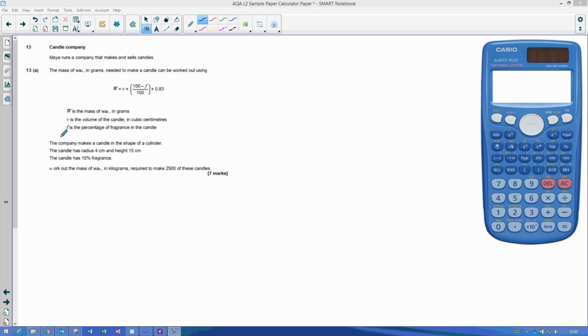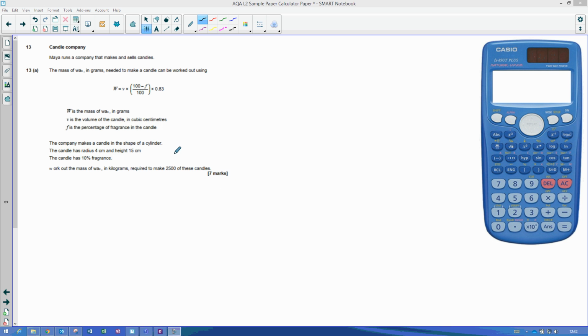What have I got to do? The company makes a candle in the shape of a cylinder. The candle has radius 4 centimeters and height 15. The candle has 10% fragrance. Work out the mass of wax in kilograms required to make 2,500 of these candles. And it's a 7-mark question, so there's obviously quite a lot of work to do here.